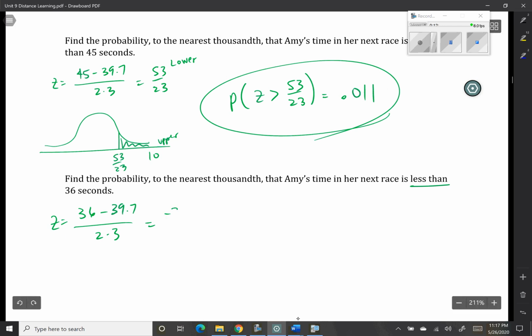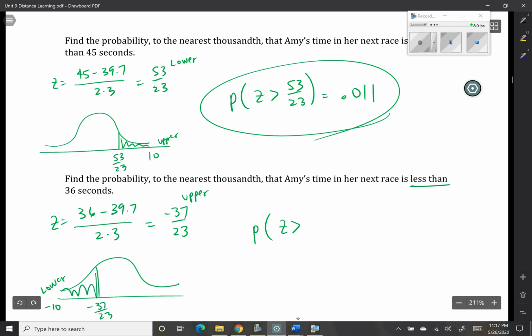So we get negative 37 over 23. When we're talking about this, we want to find the percent that is smaller than that. So our lower number is going to be negative 10. This winds up being my upper number. So we're finding the probability that our z-score is less than negative 37 over 23. I put the wrong symbol there at first. We want to find the z-scores that are all smaller than that.